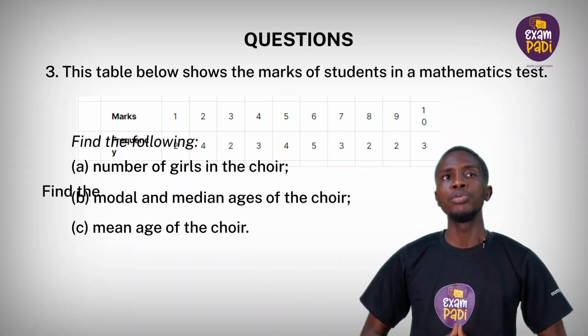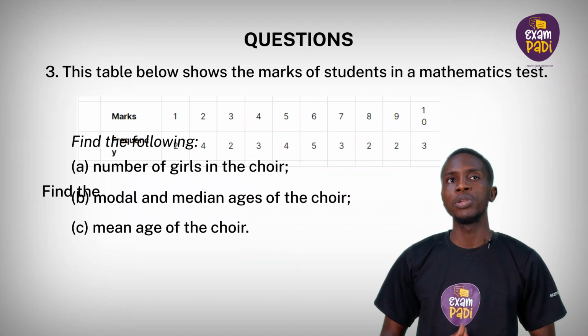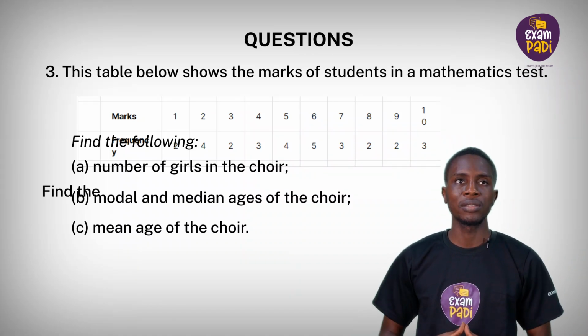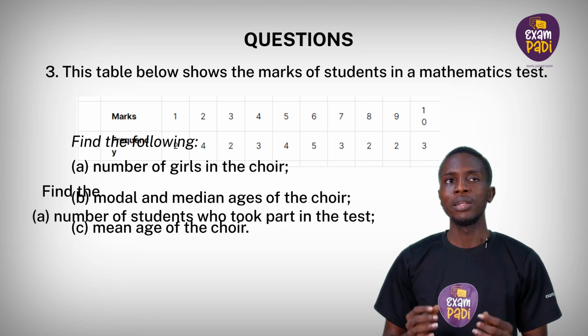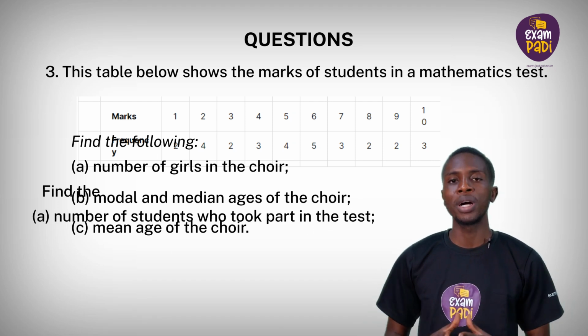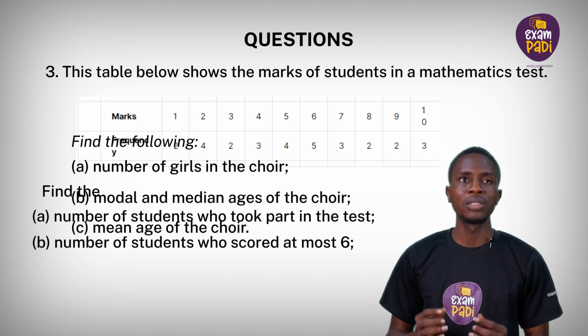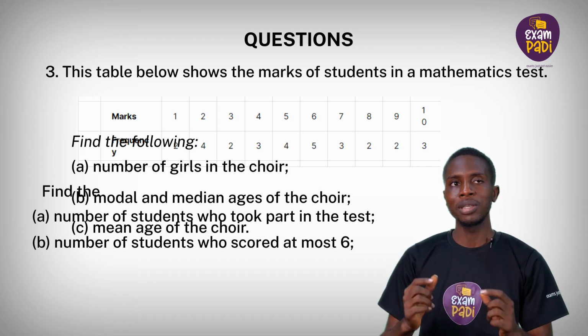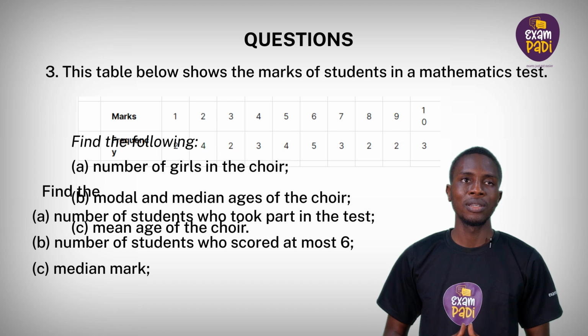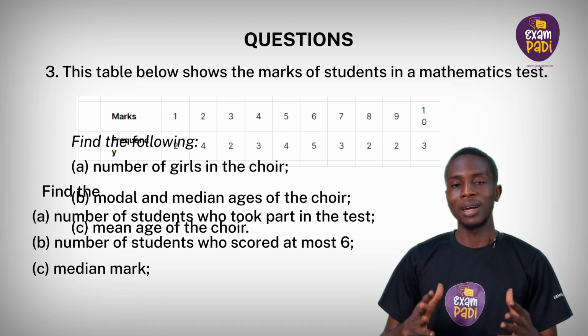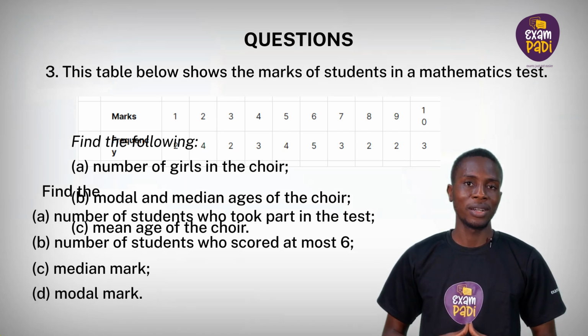3. This table shows the marks of students in a mathematics test. Find A. Number of students who took part in the test. B. Number of students who scored at most 6. C. Median mark. D. Modal mark.